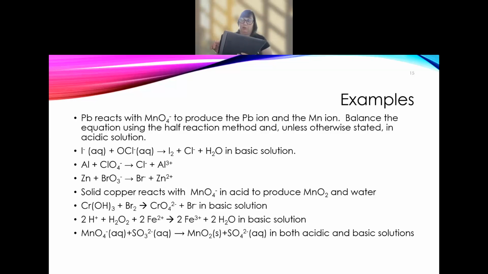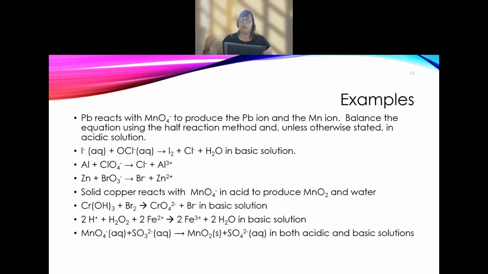I do have a detailed written out explanation of the one that I just did that will be posted as well. So we have our 2 half reactions. Pb goes to Pb2 plus, and MnO4 minus goes to Mn2 plus. That's what we mean by the 2 ions. If I balance for Pb and for Mn, they're both fine. I don't need to make any changes there.